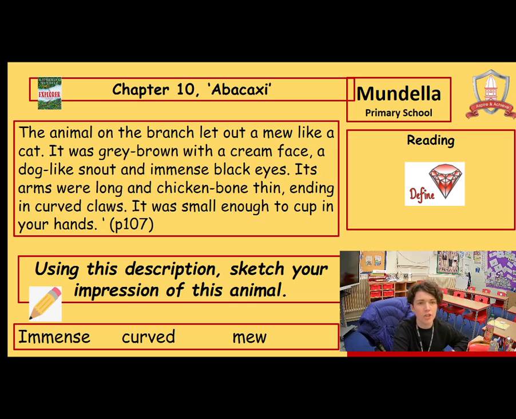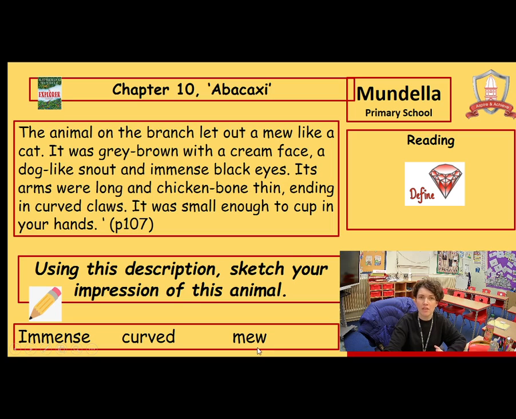The animal on the branch let out a mew like a cat. It was grey-brown with a cream face, a dog-like snout, and immense black eyes. Its arms were long and chicken-bone thin, ending in curved claws. It was small enough to cup in your hands. So the words that I've picked out here to go below, immense, curved, and new.